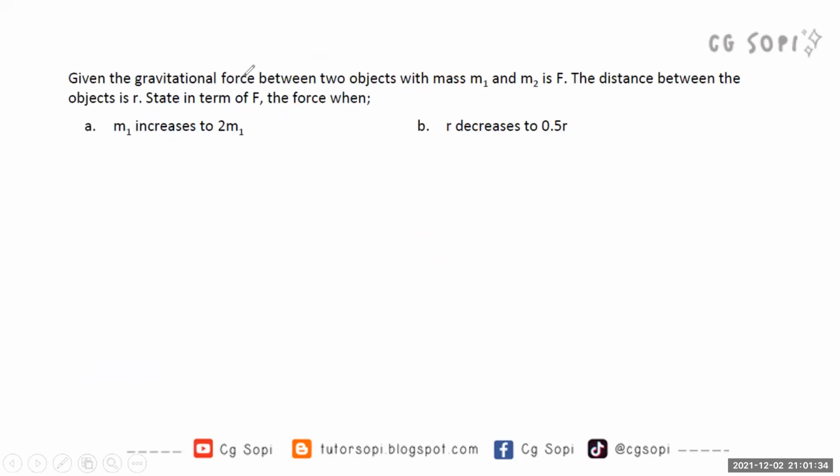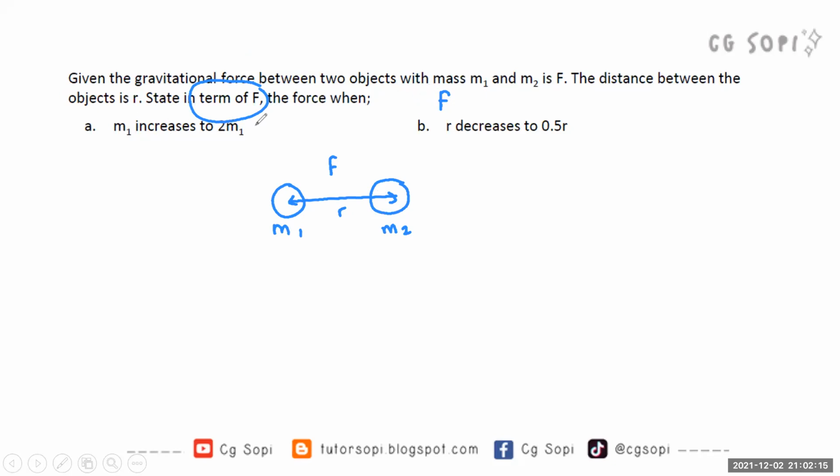Given the gravitational force between two objects, let's draw here. This is M1 and the other object is M2. The force between them is F, and the distance is R. The question says to state in terms of F the force when... When they say in terms of F, your answer should be F with a number, for example 1F, 2F, 3F, 5F, 0.5F, 1 over 2F. It doesn't matter, but your answer should have F.